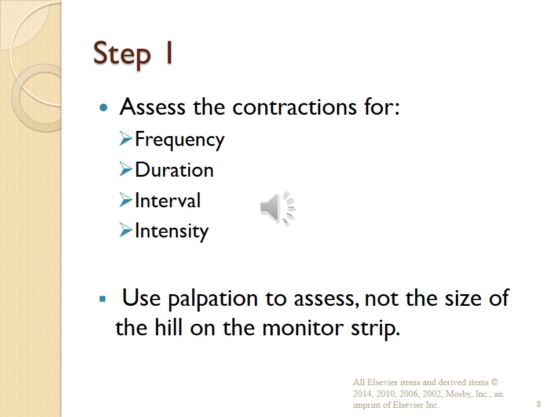Interval is the time between contractions. There should be at least 60 seconds rest between contractions. Intensity, that's how strong the contractions are. If it is an external lead, the size of the peak does not matter. You must use palpation. Mild, it's easy to indent the uterus with fingertips. Moderate can indent more difficult, and strong can indent with a fingertip.